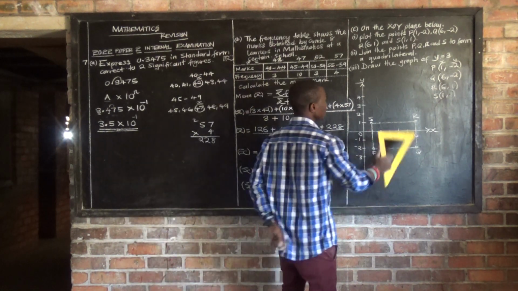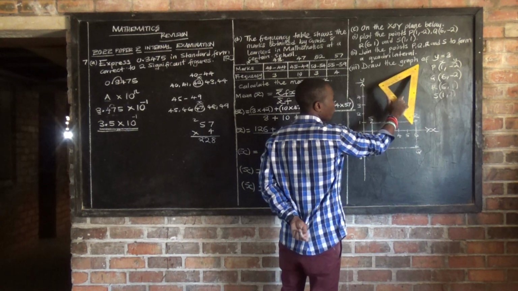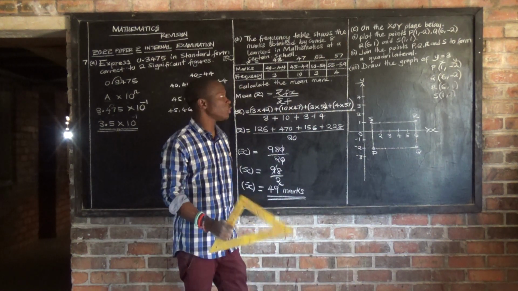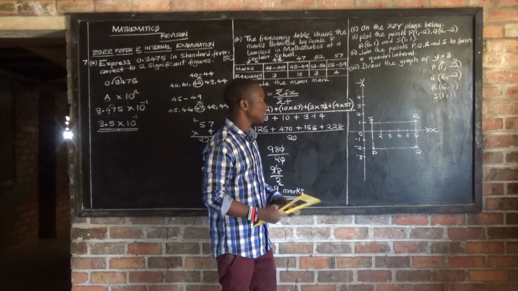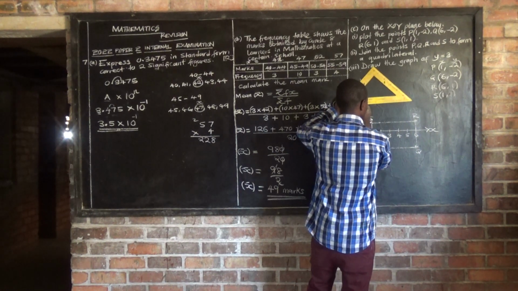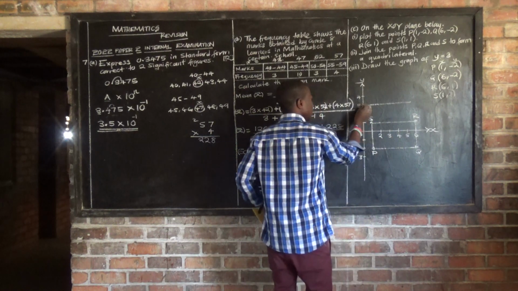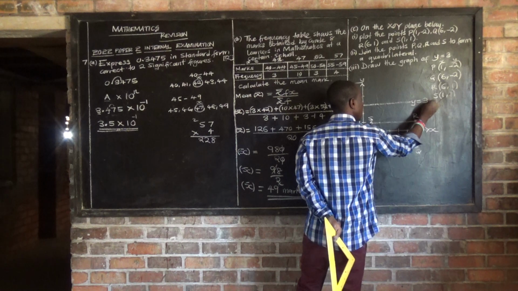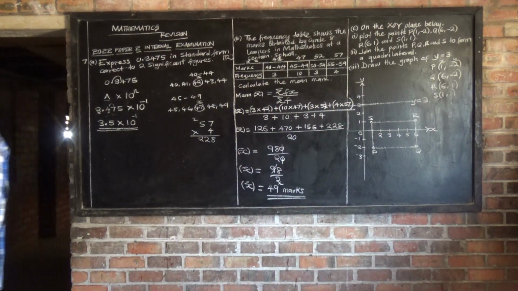Then the last question is saying draw the graph of y equals 3. This is a very, very simple question. y is equal to 3. What you do is you go in the y-axis where 3 is. This is 3, and come up with a straight line like this. And you say this is y is equal to 3. You are done. As simple as that.